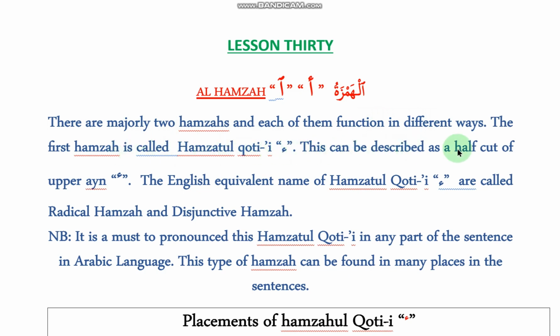This can be described as a half cut of upper ain. The English equivalents of Hamzatul Qot'I are radical Hamzah and disjunctive Hamzah. Note well, it is a must to pronounce this Hamzatul Qot'I in any part of the sentence in the Arabic language. This type of Hamzah can be found in many places in the sentence. So, let's look at examples.